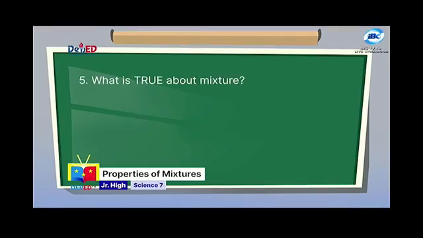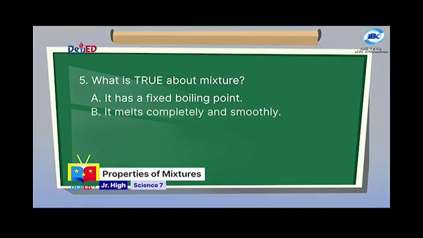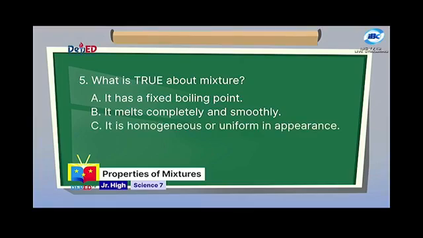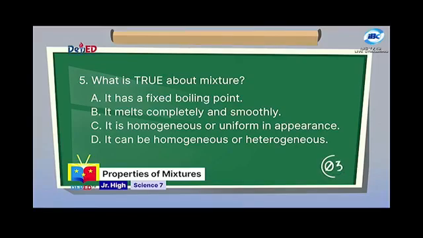Number 5. What is true about mixture? A. It has a fixed boiling point. B. It melts completely and smoothly. C. It is homogeneous or uniform in appearance. D. It can be homogeneous or heterogeneous. A mixture has two types, homogeneous and heterogeneous. Among the choices, the only property that suits mixture is letter D.